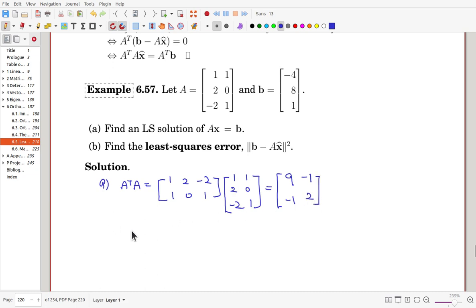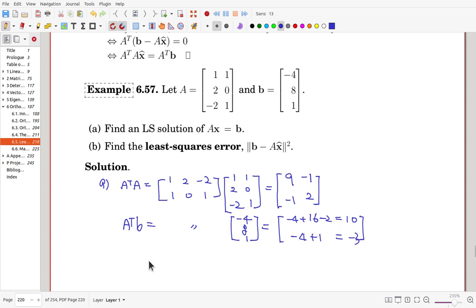Now, how about A transpose b? We have the same A transpose, and b is minus 4, 8, and 1. This row and column, so there is a minus 4. Let's write down the detail: minus 4 plus 16, and here minus 2, so that will be 10. How about the second one? Add these two, so minus 4 plus 1, which is minus 3.